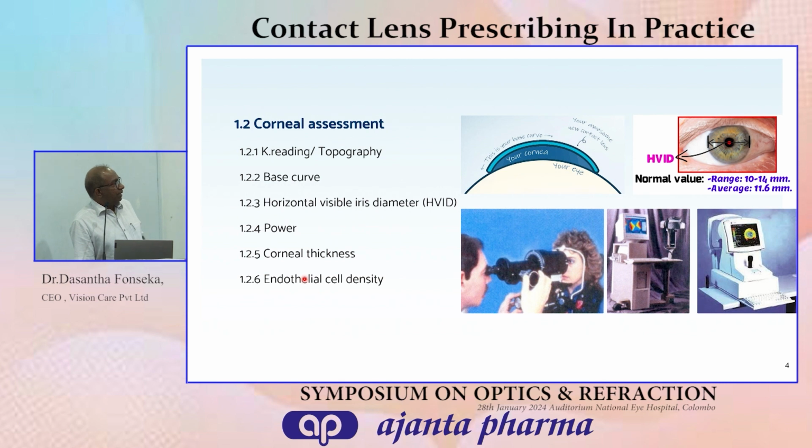Then we measure the horizontal visible iris diameter, and then the power, the refractive power, is the fourth thing. And then if we can take the corneal thickness and endothelial cell density, it's better. For special cases we do that, but a basic contact lens can be fitted with the K reading, horizontal visible iris diameter and the power.